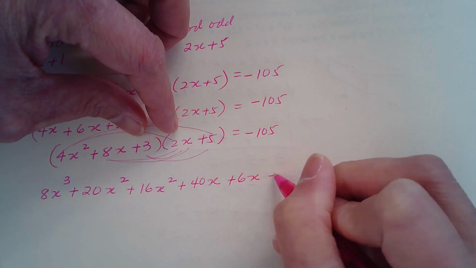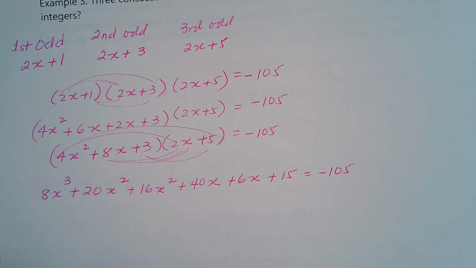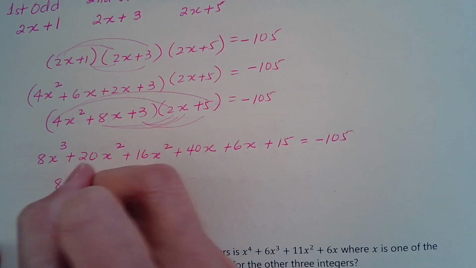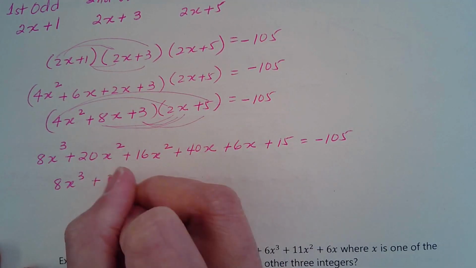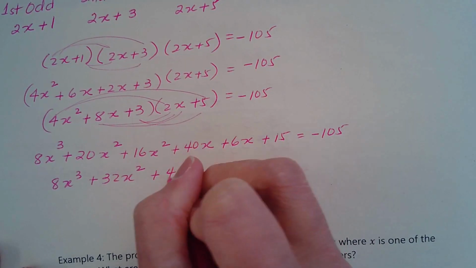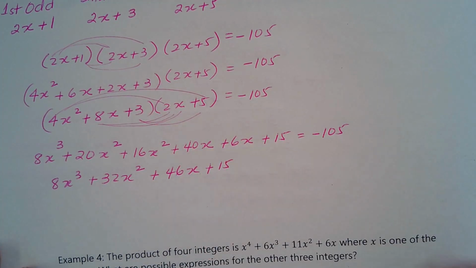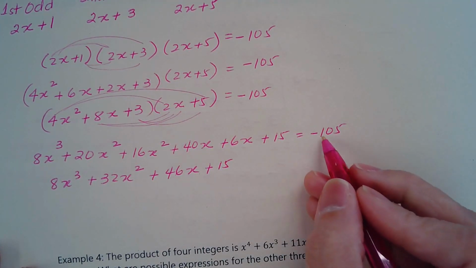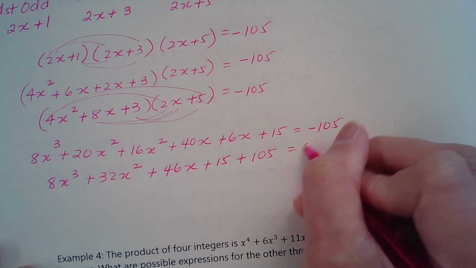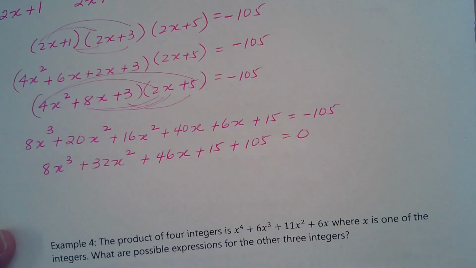And then these two, 6x plus 15 equals negative 105. Okay, let's collect the like terms. 8x cubed plus 32x squared plus 46x plus 15, and then bring this to the other side, plus 105 equals 0. Okay, that gives us 120.